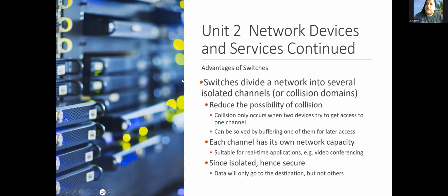Advantages of switches. Switches divide a network into several isolated channels or collision domains. This reduces the possibility of collision. Collisions only occur when two devices try to get access to one channel, which can be solved by buffering one of them for later access.